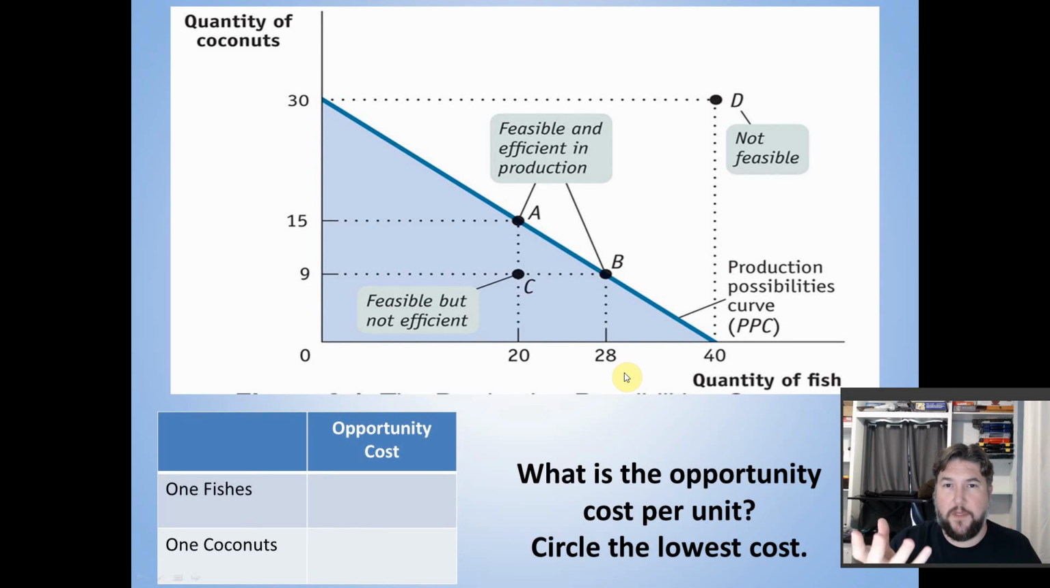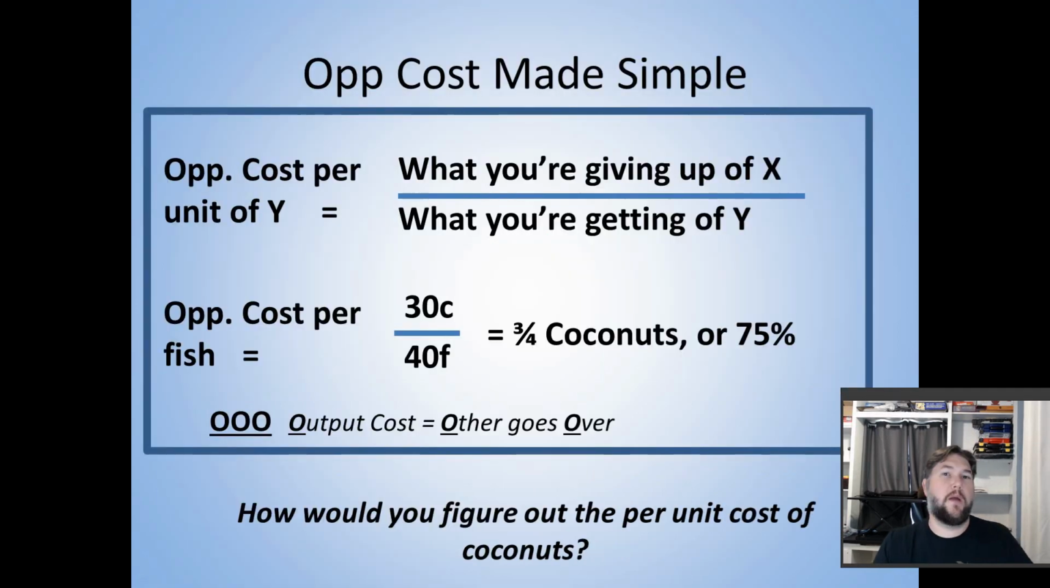Some of you might be thinking about this, and some of you might already have the answers. It's not complex math or anything, hopefully not. Let's take a look at how you could possibly do that. So to figure out opportunity cost, a really simple way: opportunity cost per unit of Y is equal to X over Y. Okay, that's a little uglier, but what you're basically saying is what you're giving up, what you're sacrificing, over what you are getting. It's a really simple ratio. The way I usually like to say it is, put the other one over.